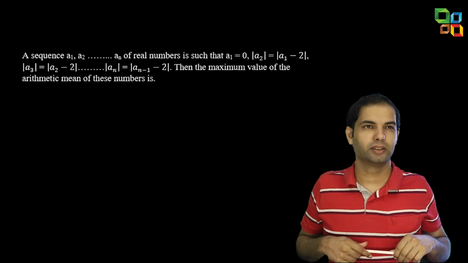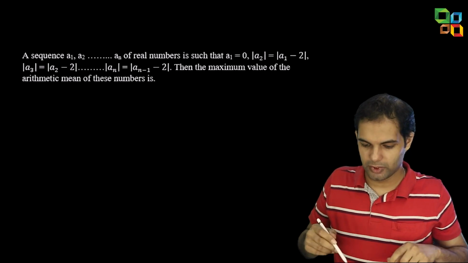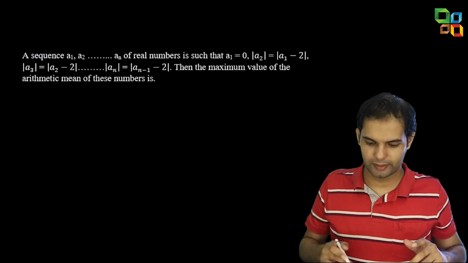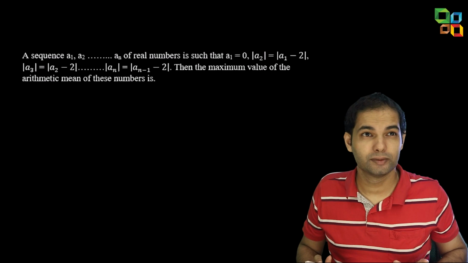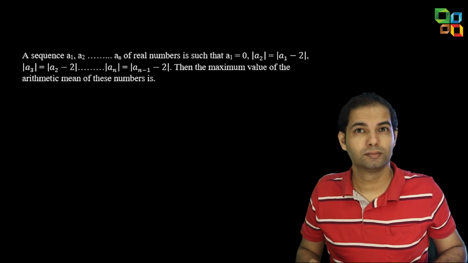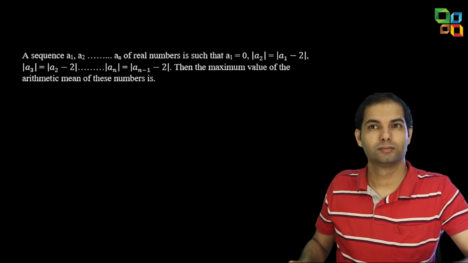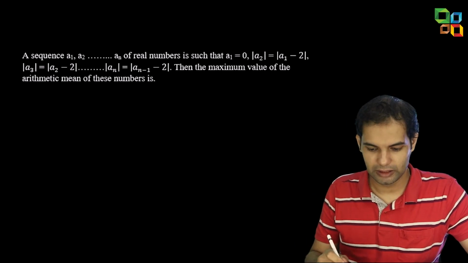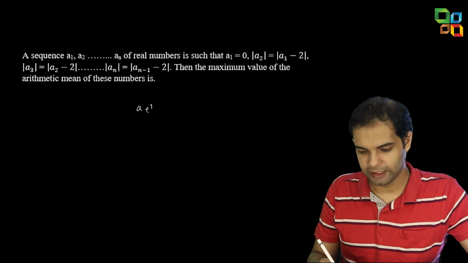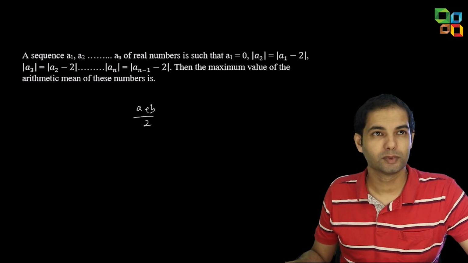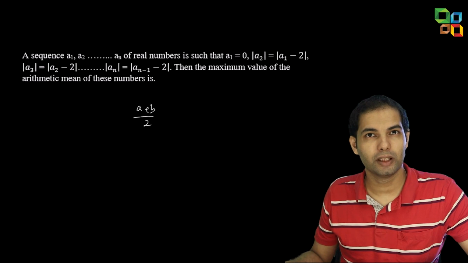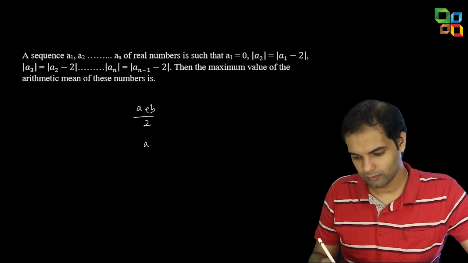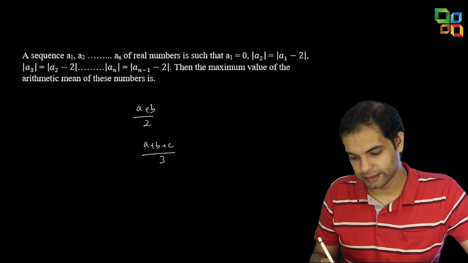Okay. Then you can try this. Arithmetic mean. Do you know the arithmetic mean of say 3 numbers? What is it? Arithmetic mean of 2 numbers. Average. Yeah. If 2 numbers are A and B, it's A plus B by 2. Right? So what if the arithmetic mean of 3 numbers? A plus B plus C by 3, right?